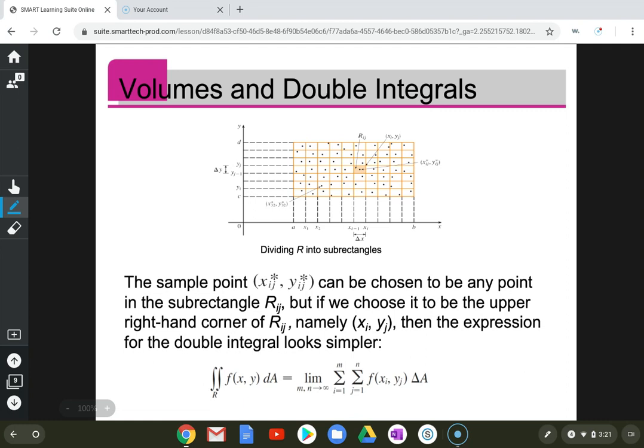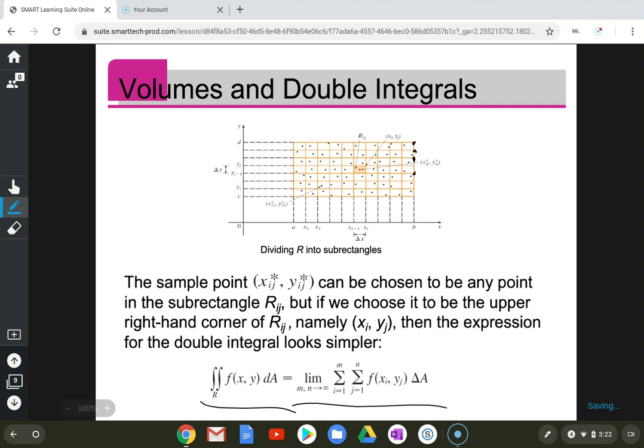All right, so this is just telling you that the sample point can be chosen at any point in the subrectangle, but if you always pick the upper right-hand corner, it makes your formula become easier. So it takes that funky little asterisk thing they had going on, and turns it into a much simpler formula.